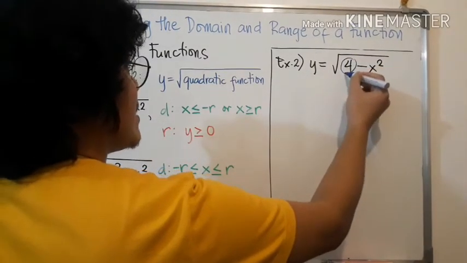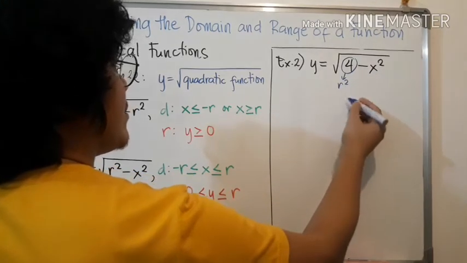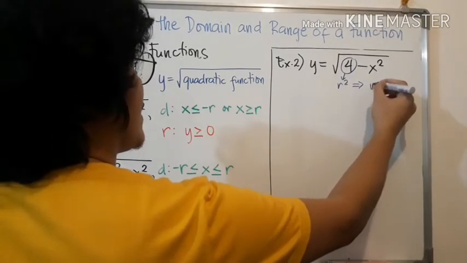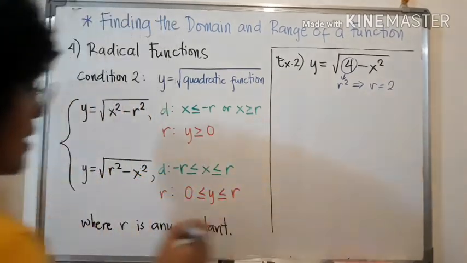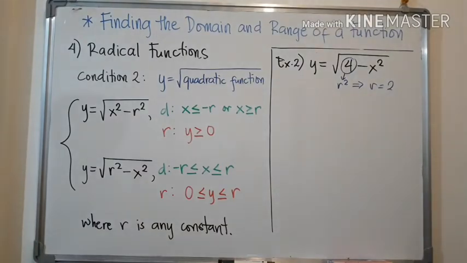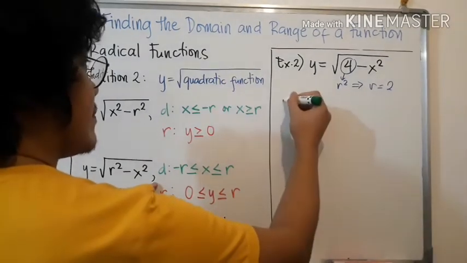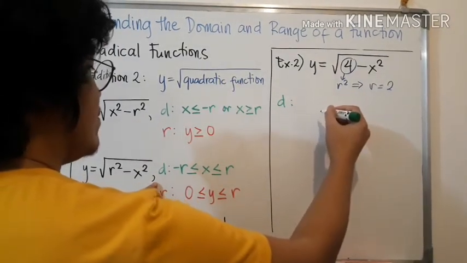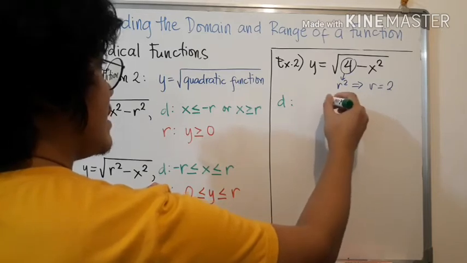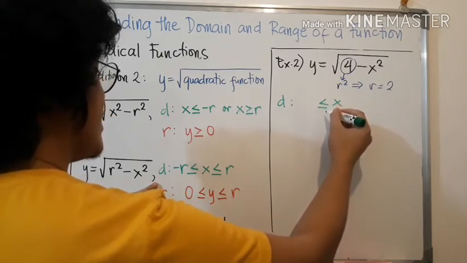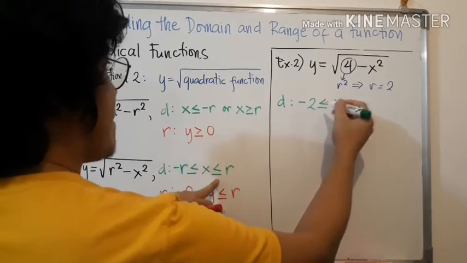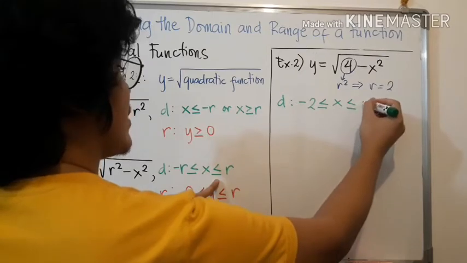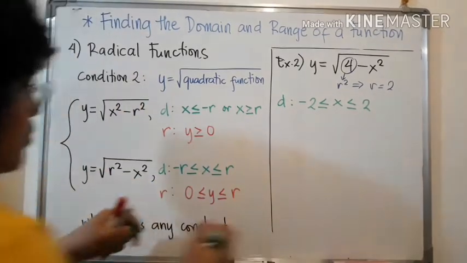Okay, so we know that this refers to r squared, which implies that r is equal to positive 2. And so the domain is the set of all x greater than or equal to negative r, which is negative 2, but less than or equal to positive 2.